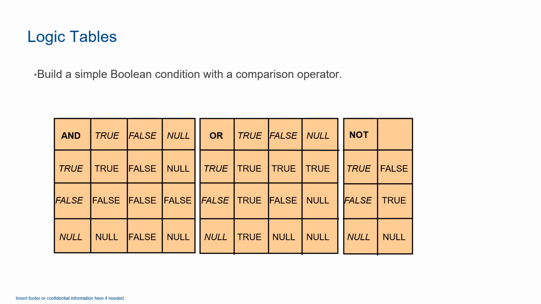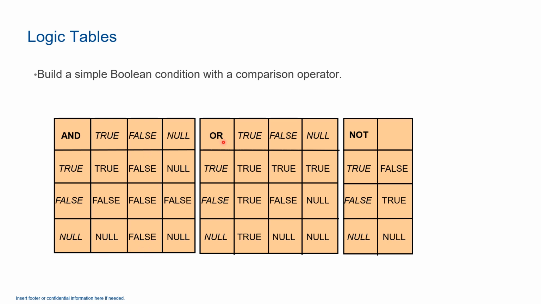Now these are the logical tables. You understand boolean: we have true and false. For AND: true and true is true, true and false is false, true and null is null. False and true is false, false and false is false, false and null is false. You can see the difference: false and null is false, not null.